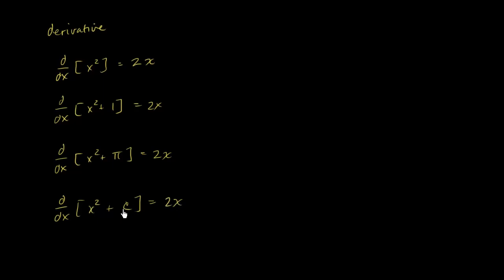The derivative of a constant with respect to x: a constant does not change with respect to x, so it's just equal to 0. So you apply the derivative operator to any of these expressions, and you get 2x. Now let's go the other way around. Let's think about the antiderivative.